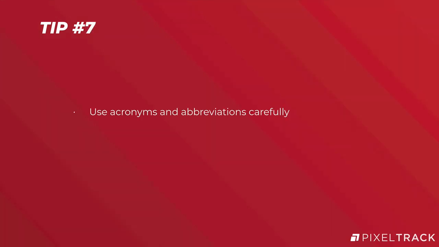Tip number 7 is use acronyms and abbreviations carefully. I see a lot of people using these abbreviations and acronyms completely wrong. So if you don't know what it is, either you look it up and figure out what it is and use it appropriately, or if you don't know what it is, just don't use it. Don't go out of your way to use something that you don't know, thinking that it'll make you look smart or like a good writer, but it'll end up making you look like an idiot. So don't use it.